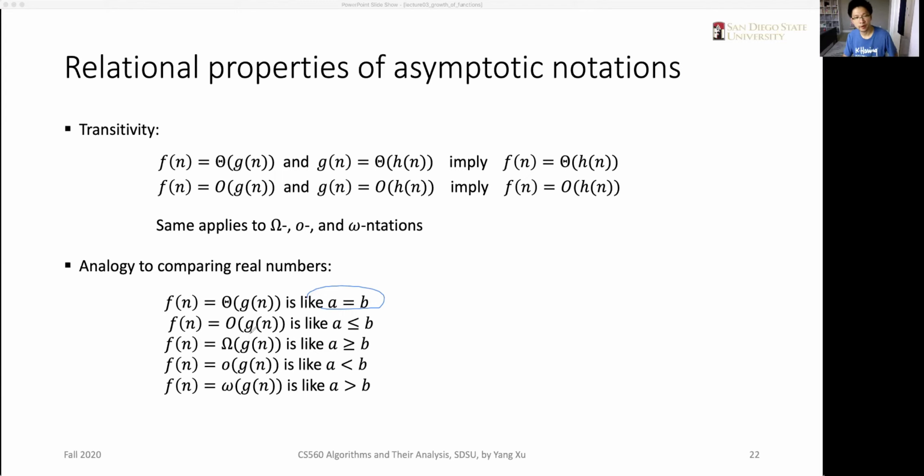And if f of n is big O of g of n, then big O is the upper bound for f of n, so it's kind of like f of n is smaller than g of n. And omega is a lower bound, so it's kind of like f of n is bigger than g of n. And for the small o and small omega, it's a more strict, less than or greater than relationship. These are quite useful analogies for you to memorize these relationships.